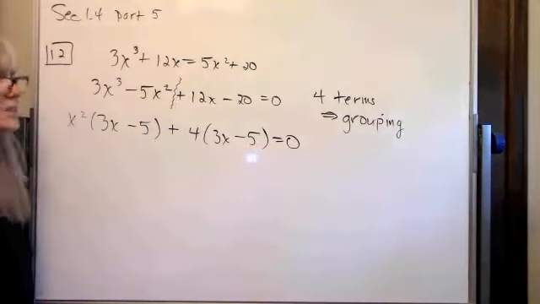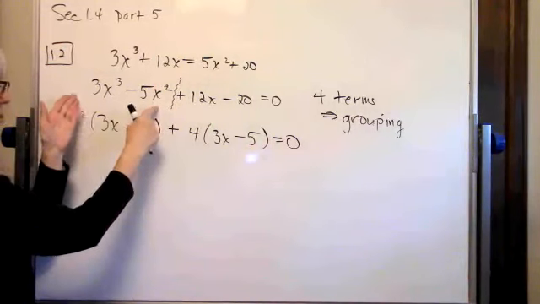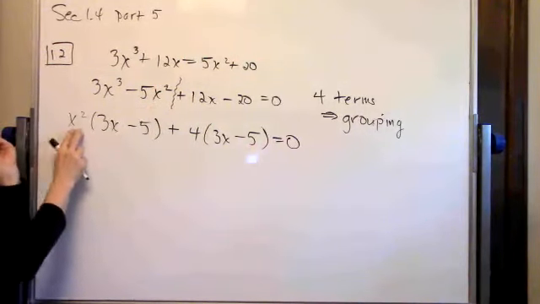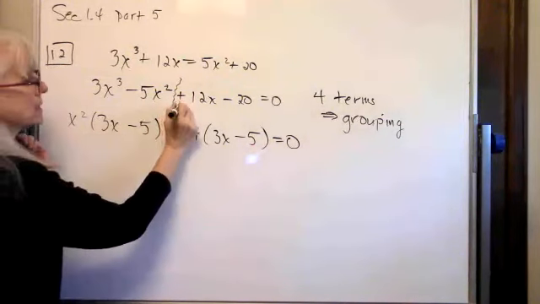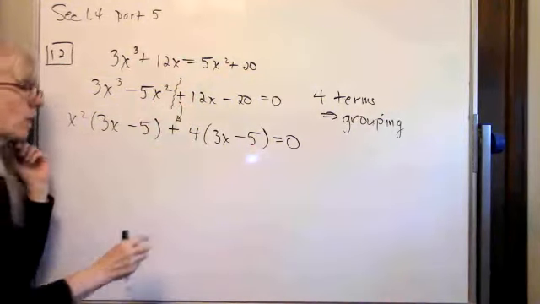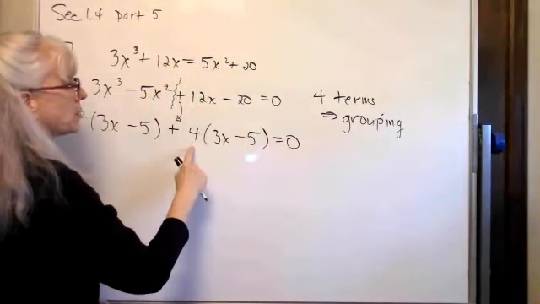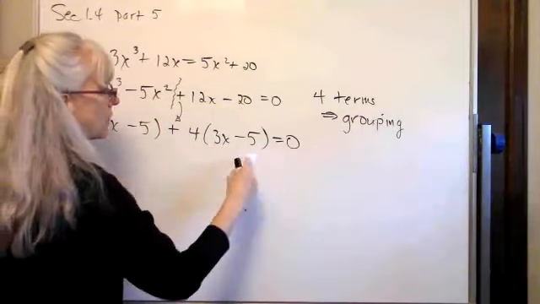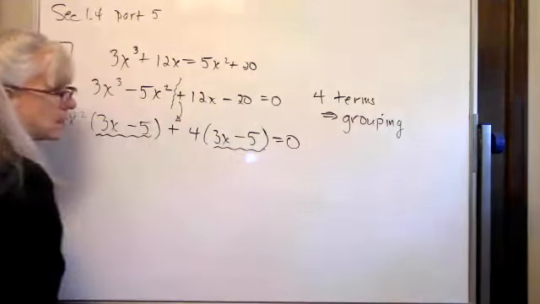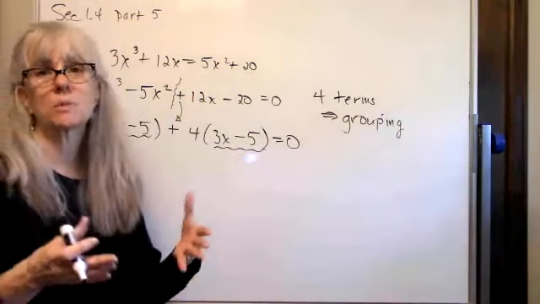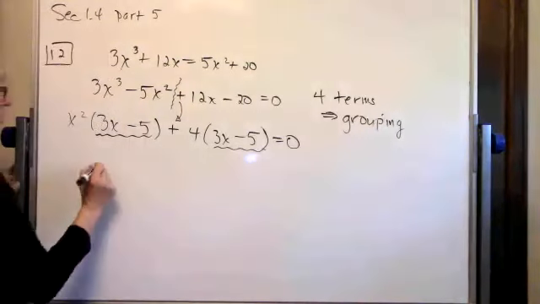Okay, let's go through that again. So to group, I'm going to cut it in half. I'm going to factor something in common from the first 2 terms. In this case, that was x squared. When I pull out the x squared, I'll be left with 3x minus 5. I bring down my sign, which is a plus. Then I take a look at the next 2 terms. They have a 4 in common. I'm going to factor out that 4, leaving me with 3x minus 5. What we're going to notice is the sets of parentheses are the same. And if you're using grouping, that should always be true for it to work. Now what we're going to do is pull out 3x minus 5.